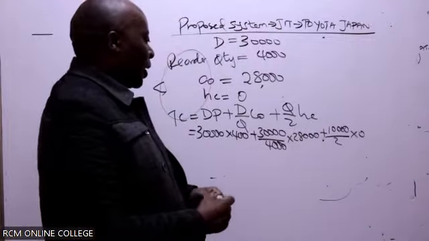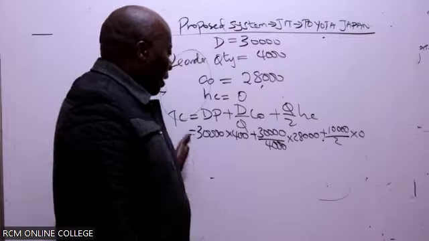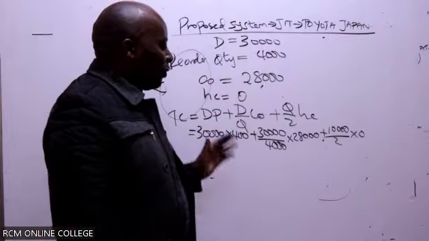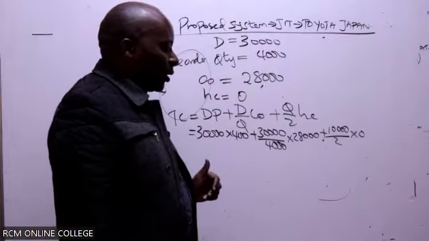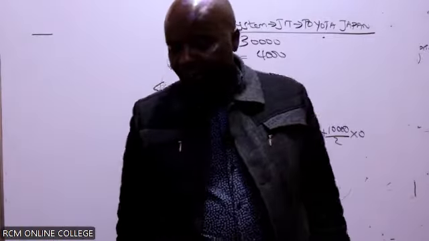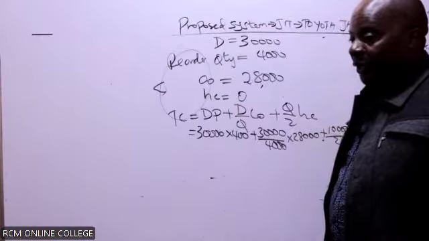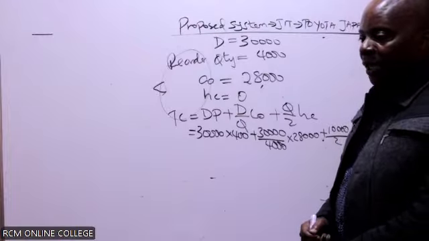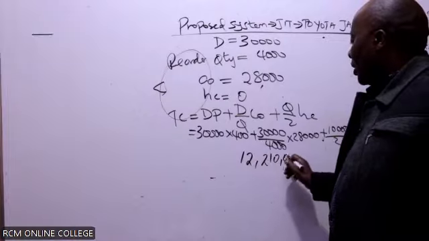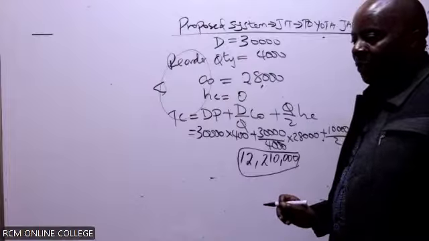Is there somebody who can give me, by a strike of your calculator, the final answer? You say 30,000 times 400 plus 30,000 divided by 4,000 times 28,000. And then, of course, you know that the last one is 0. Anybody able to give me this answer? So according to Miss Wambua, it is 12,210,000. Thank you so much, Mwiti.